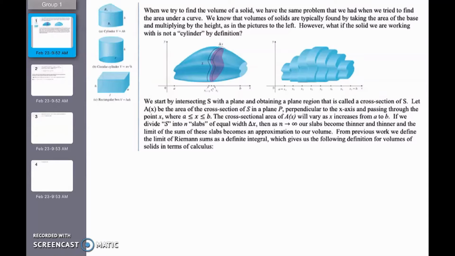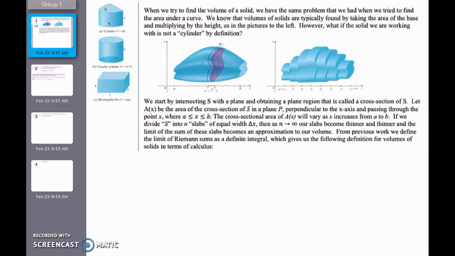All right, so first I'd like you to take a look at some of the pictures that we have here on the screen. On the left-hand side, we just have some regular cylindric solids. We have the circular cylinder or the rectangular box, all of which fall into the cylinder category, where we'd be finding the volume by finding the area of the base and then multiplying it times the height. Those are pretty obvious when we think about volume.